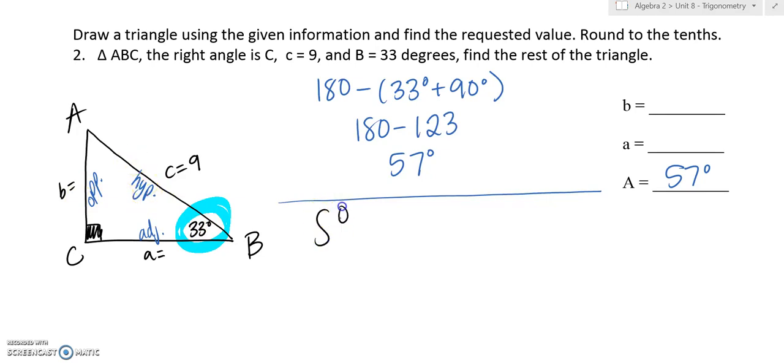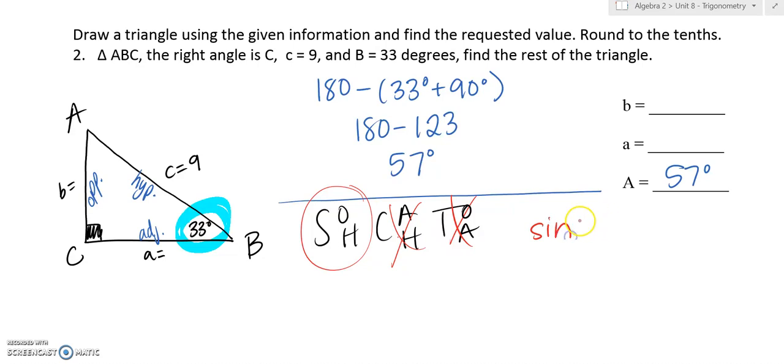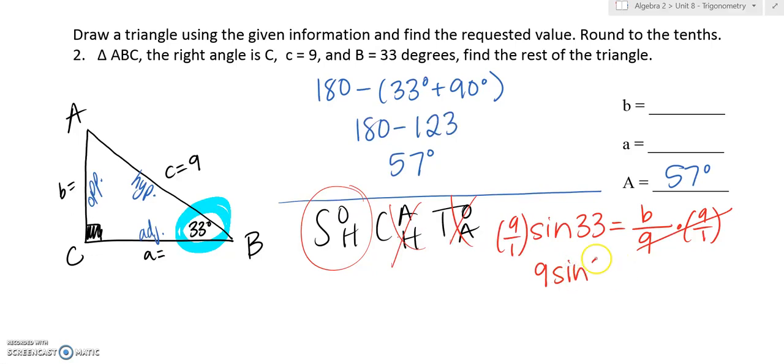So if you need to write this down and kind of pause and think about this, think about SOHCAHTOA. If I want opposite and hypotenuse, that would be sine. So when I write this, I'm going to have sine of whatever I circled, 33, is equal to opposite. Well, opposite is b, I don't know that, over hypotenuse, which is 9. I want to get that 9 out of the denominator because I want to solve for the variable. So I multiply both sides by 9. I have 9 times sine of 33 is equal to b.